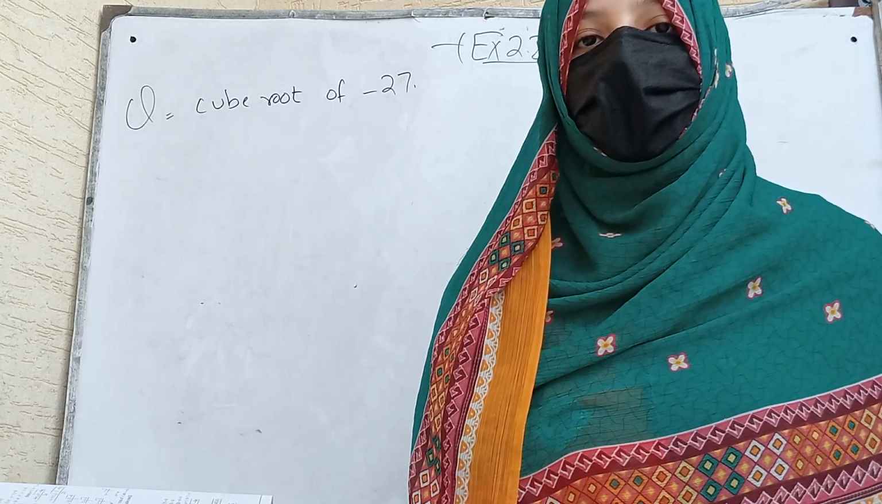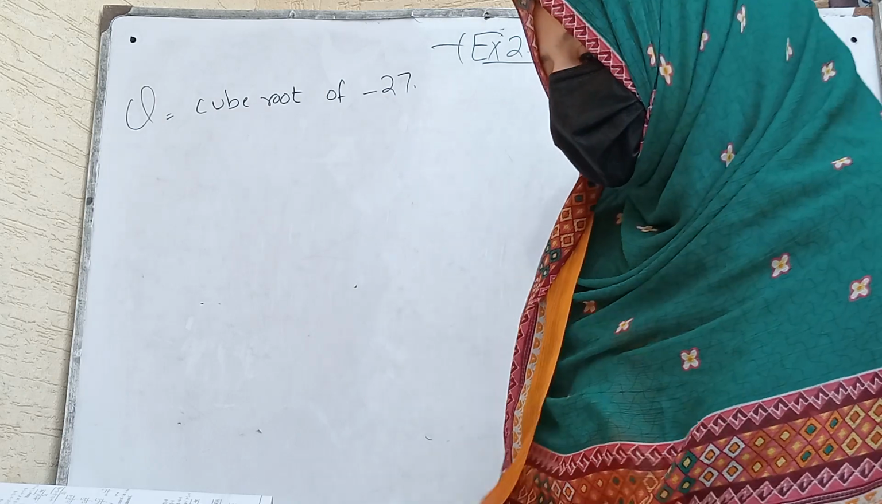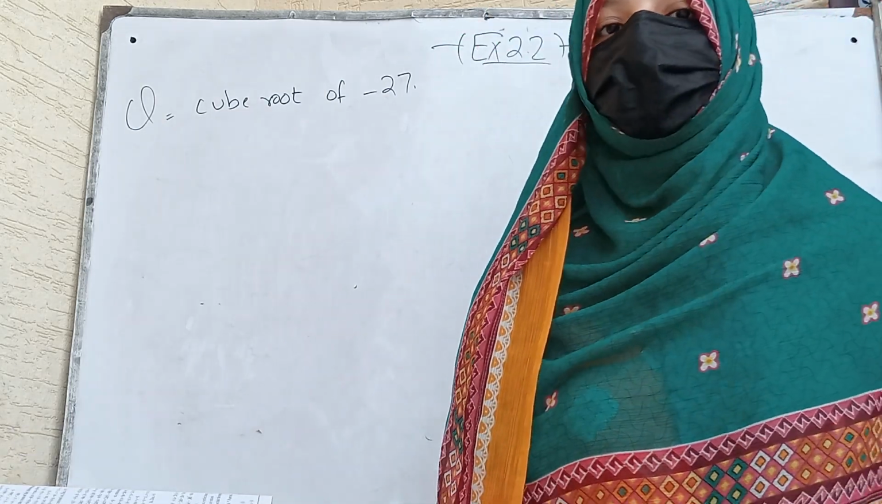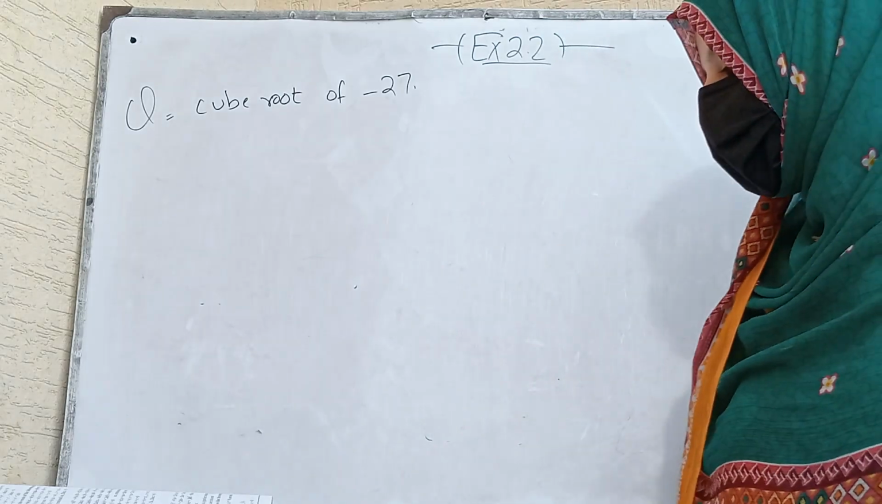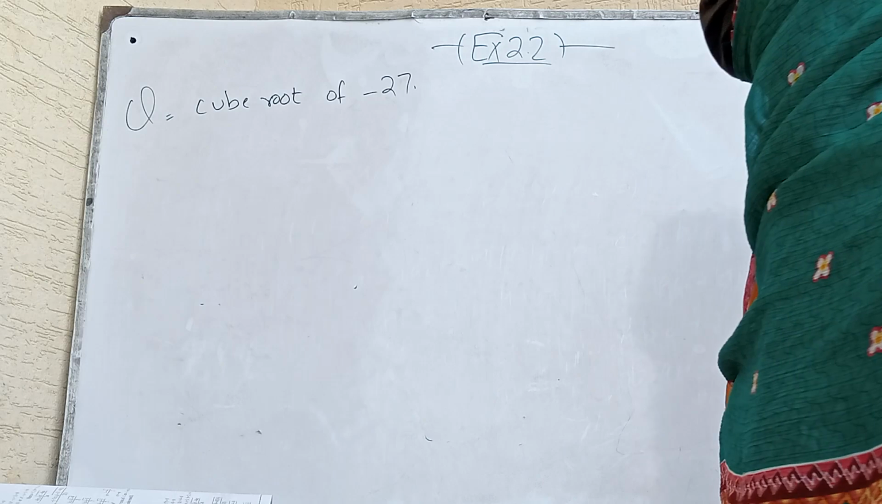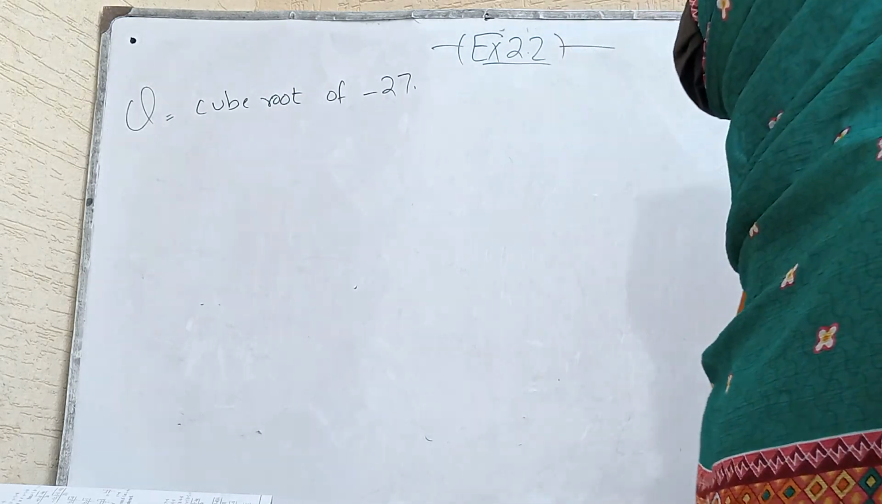Today we start our lecture from exercise 2.2. The first part is: let's find the cube root of the following numbers. First we take the question, which is the cube root of minus 27.